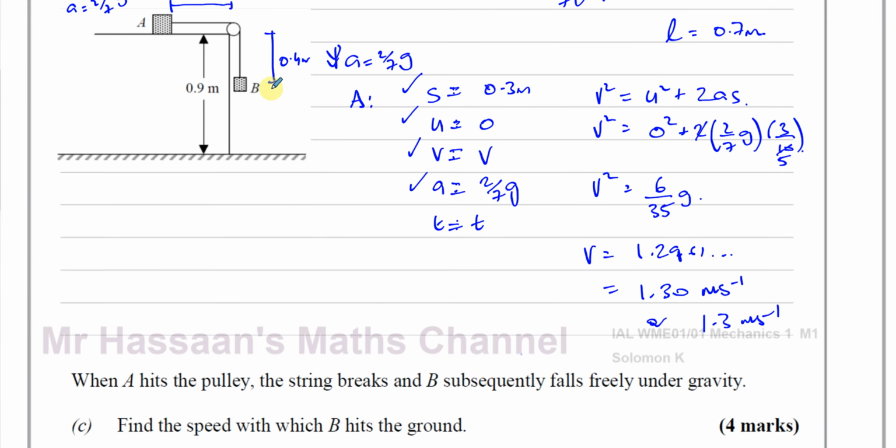Then it says when A hits the pulley, the string breaks and B falls to the floor, falling freely under gravity. Find the speed with which it hits the ground.